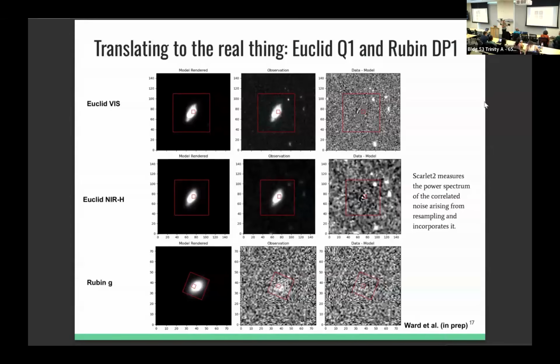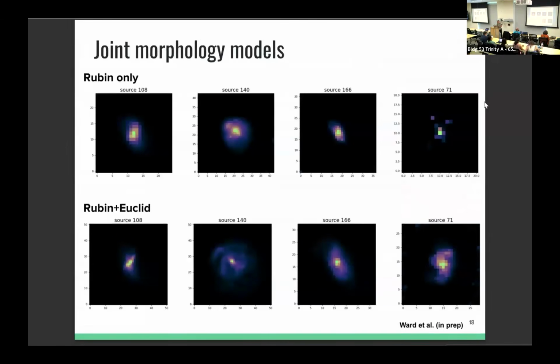I've shown here as an example a supernova host galaxy where we're modeling across Euclid VIS, Euclid NIR, and Rubin g bands. I've just shown a subset of them, three of them here, where we're modeling these galaxies together. And just to illustrate why we want to do this, this compares a Rubin-only run with a Rubin and Euclid joint run. You can see the same sources are in the row above and the row below. And for some of these complex galaxy morphologies, we really benefit from using that Euclid morphology model to anchor the Rubin photometry.